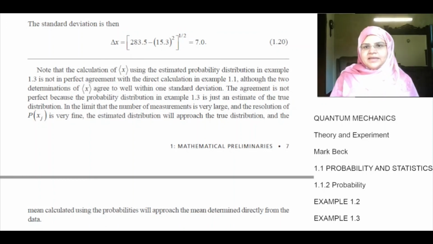This means that if we calculate the mean using the actual data, and if we calculate the mean using the histogram, there will be a slight difference. But if the number of measurements being considered in the histogram is large enough, then it will be really close to the actual mean.